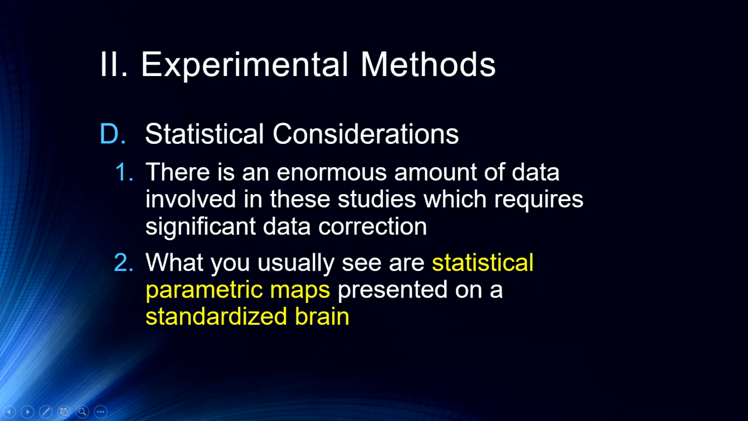That gets us to some statistical considerations. Now, we talked already about the enormous amount of data in event-related potential studies. Here, it's gargantuan. This is an enormous amount of data, and that requires a lot of careful consideration, but also pretty significant data correction. If you remember, some of you might not have taken statistics yet.